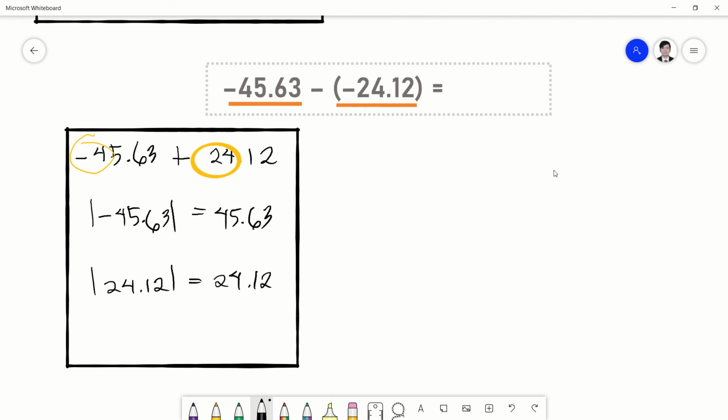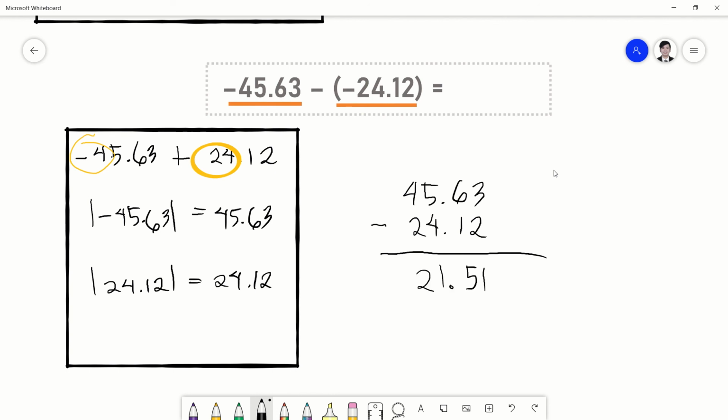So going back, they have different signs, so we need to subtract the absolute values of the numbers. 45.63 is greater compared to 24.12. So we put it below 45.63. So let's align the decimal points. Then we subtract. 3 minus 2 is 1. 6 minus 1 is 5. 5 minus 4 is 1. 4 minus 2 is 2. Then align the decimal point.